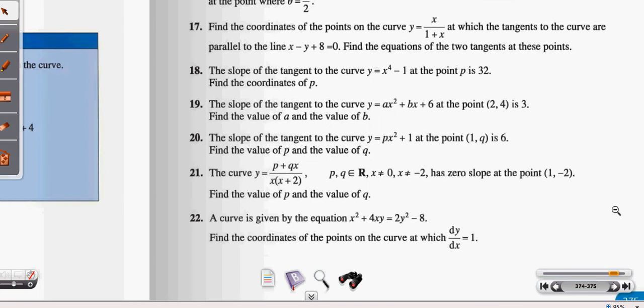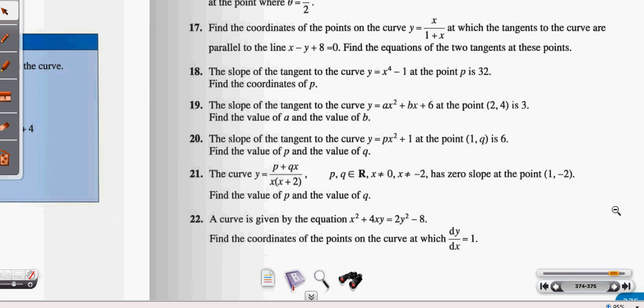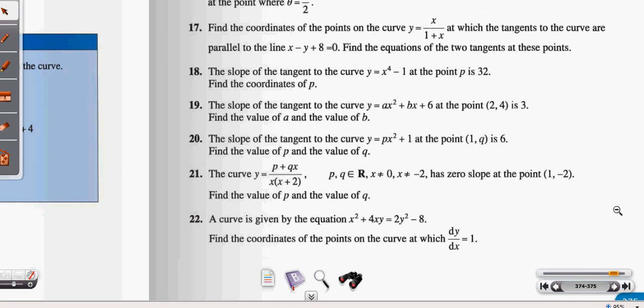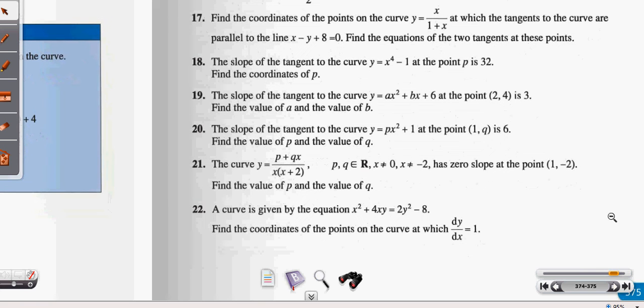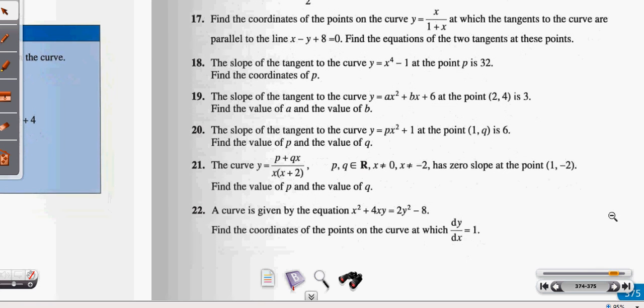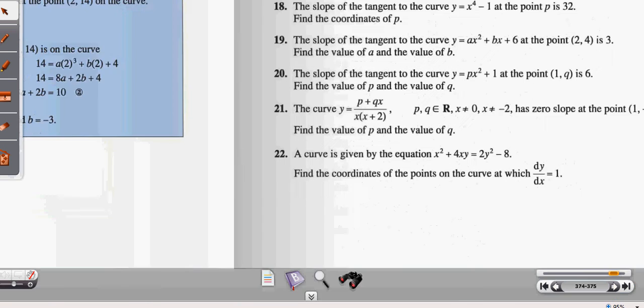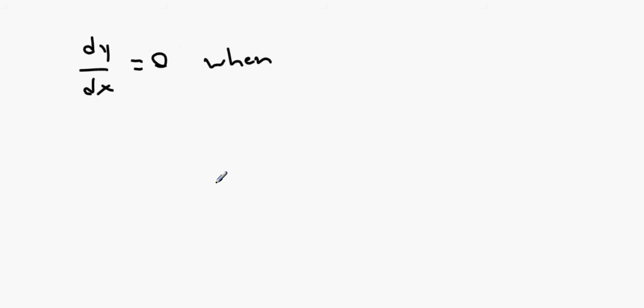It has a 0 slope at the point (1, minus 2). This means the dy/dx equals 0 when x equals 1. That's what we need to do, okay? So the dy/dx equals 0 when x equals 1. So we're going to write down the dy/dx equals 0 when x equals 1. Okay. So we're going to write down y.